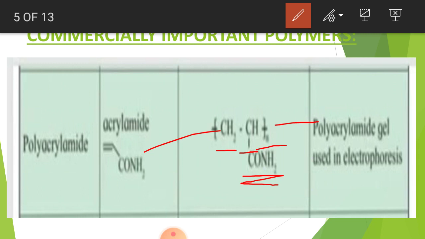This is polyacrylamide. What is its application? It is applied in the preparation of polyacrylamide gel, which is used in the electrophoresis process.